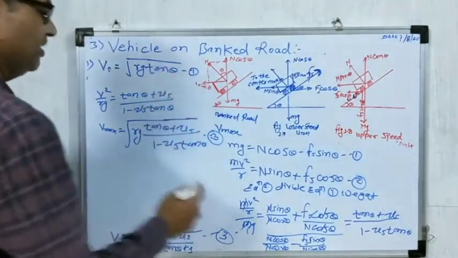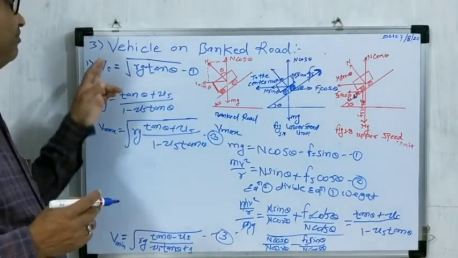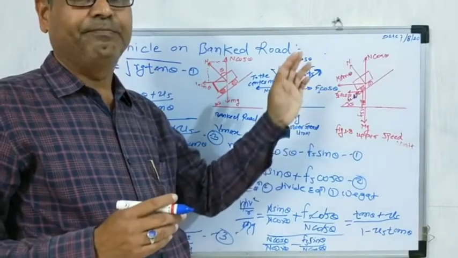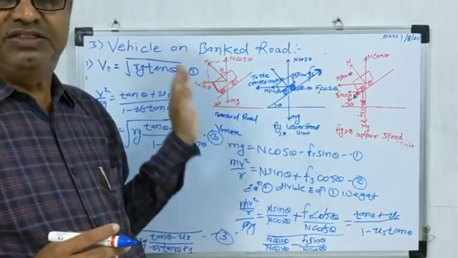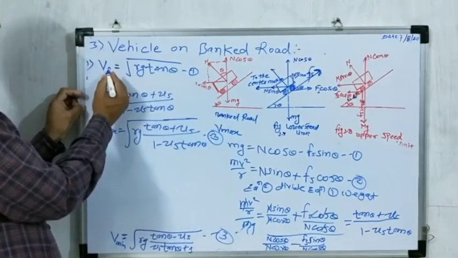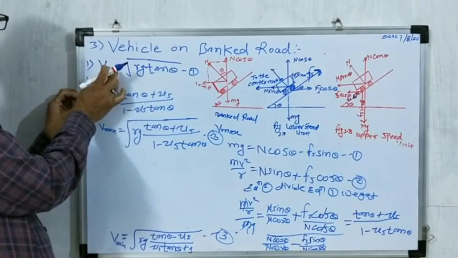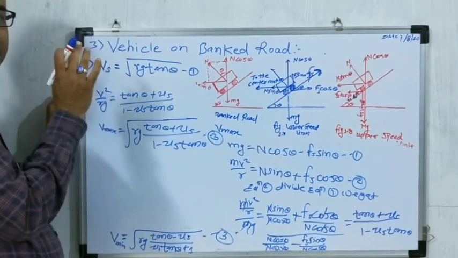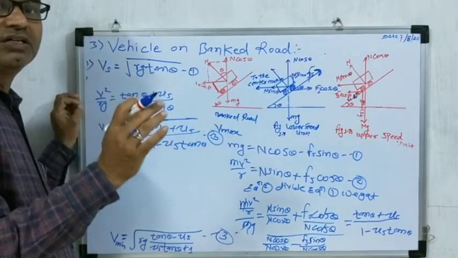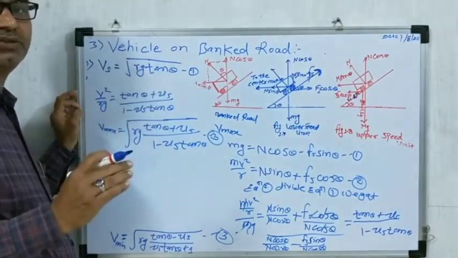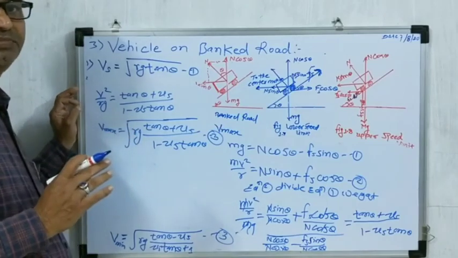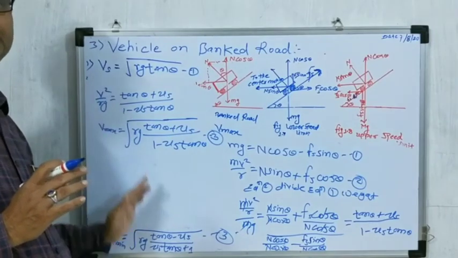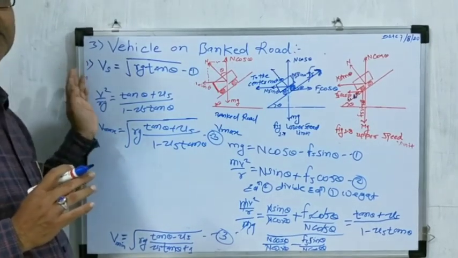These three equations should be created by the vehicle on a banked road. That is, the car should be moving along a banked road. The three conditions should be considered: the safety speed, where the car moves at a constant speed; the minimum speed; and the maximum speed. The three equations should be provided.